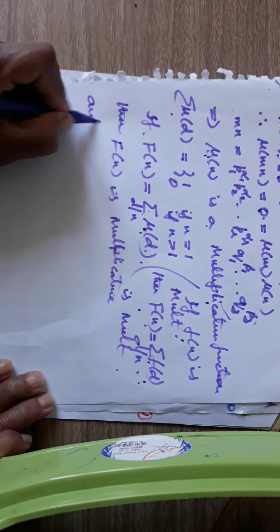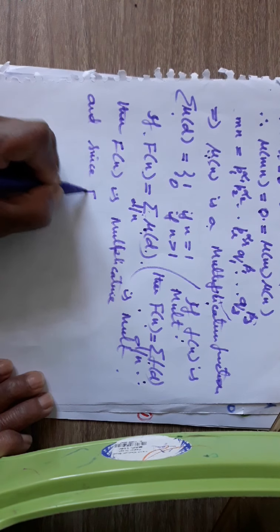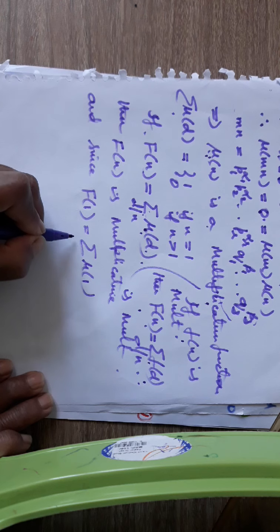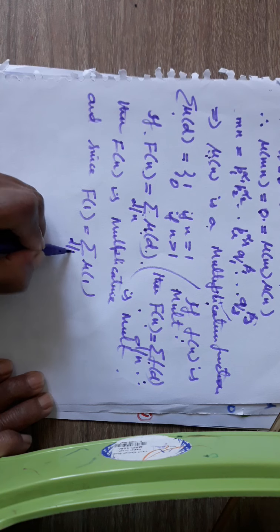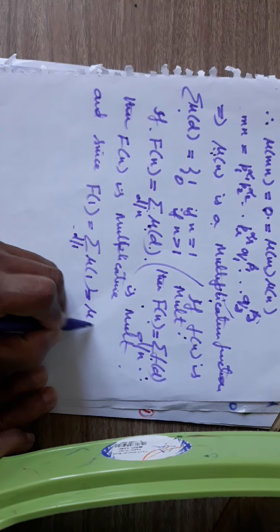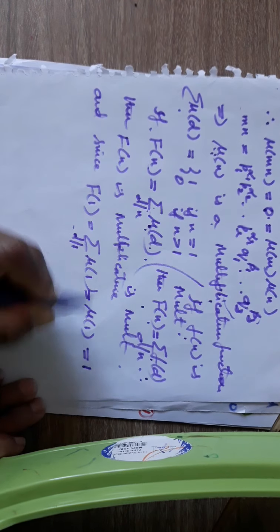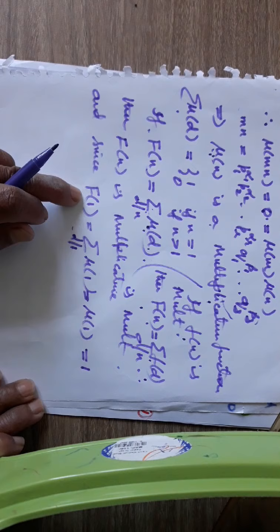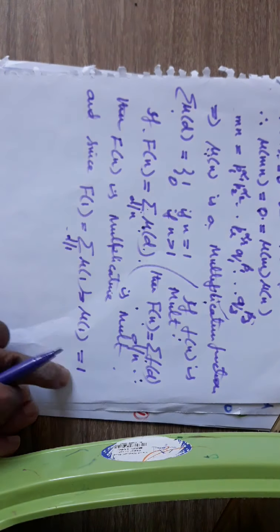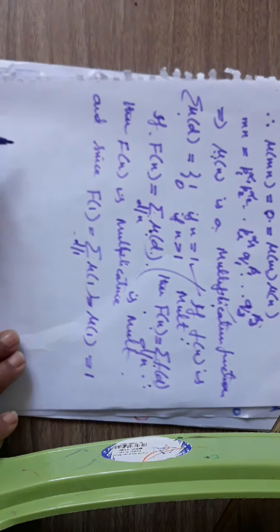And since F of 1 is equal to the summation of mu of d, where d runs over the divisors of 1, the only divisor of 1 is 1 itself, so it is equal to mu of 1, which is equal to 1 according to the definition. So we have the summation of mu of d equal to 1 if n is equal to 1. So the first part of the proof is done.